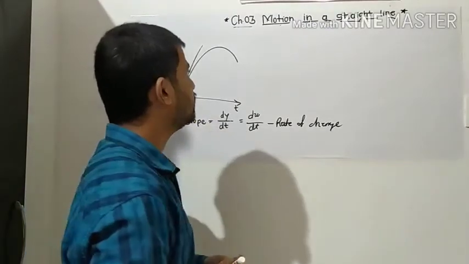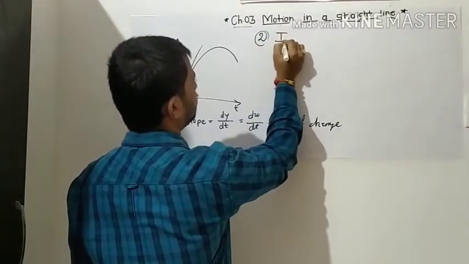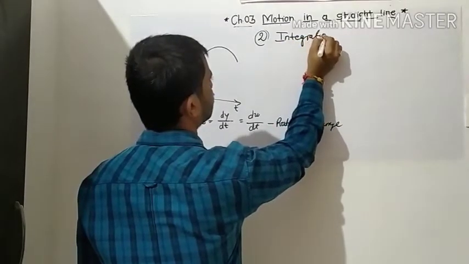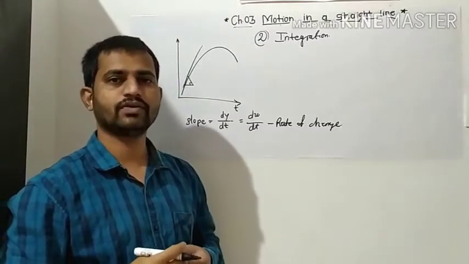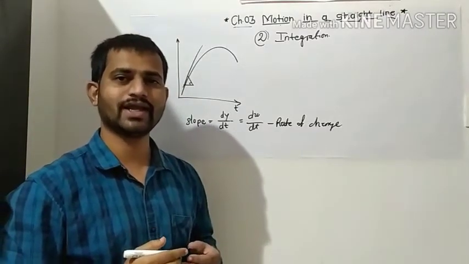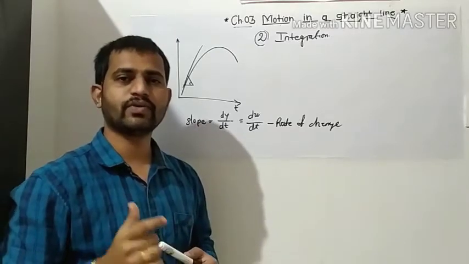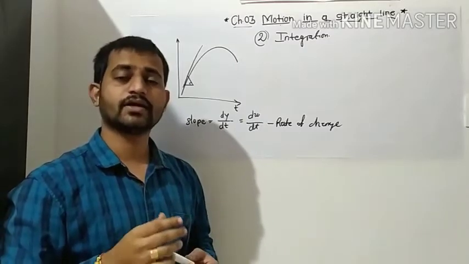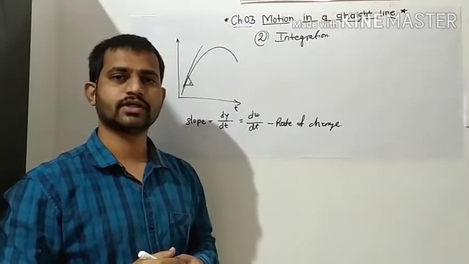Now the second part is integration. In integration, suppose we have one curve and we have to find the area under that curve. Then what we have to do is divide that curve into a number of small parts, and take the area of those particular parts respectively.